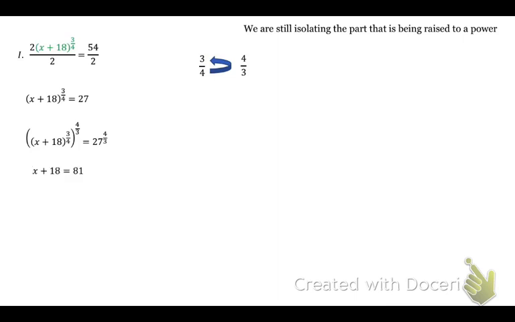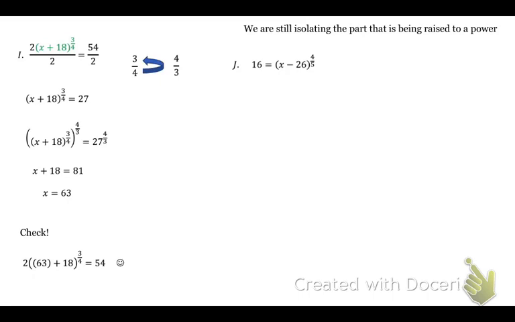On the right side, you put that into your calculator, and you get 81. Now you can subtract the 18, and you get x equals 63. Okay, we have to check that, and you do get 54, so we're good.